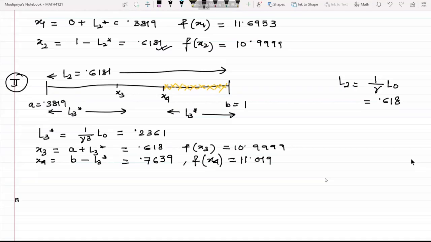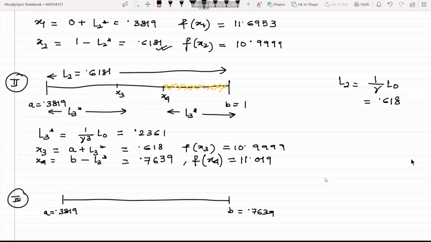The third iteration is A equal to 0.3819, B, which is X4, is 0.7639. This is my L3. What is L3? This is say X5 and this is X6.